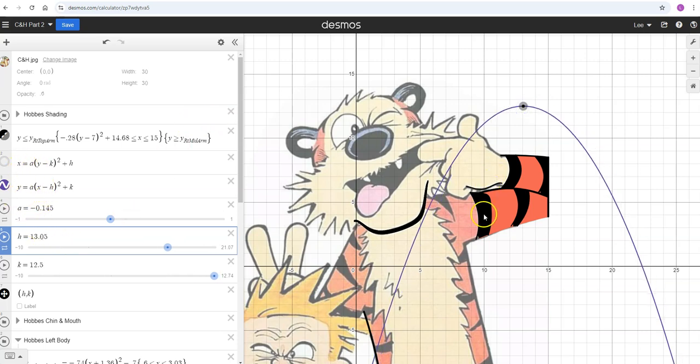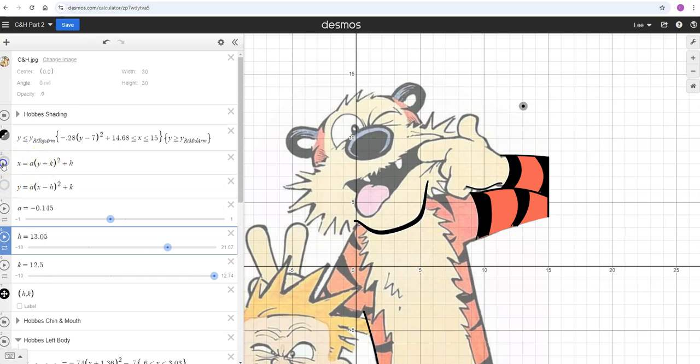But maybe I don't want that. Maybe like for these stripes, I need to use sideways parabolas, not up and down parabolas. So what I can do then is just swap my x's and y's. I'm going to swap the y on the outside with an x, the x on the inside with a y. I'm also going to swap the h and the k, just so I have the same kind of vertex pairing where the x goes with the h on the outside of the square. The y goes now with the k on the inside of the square.